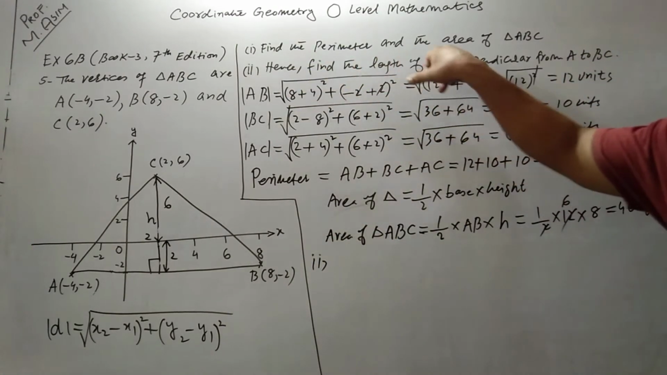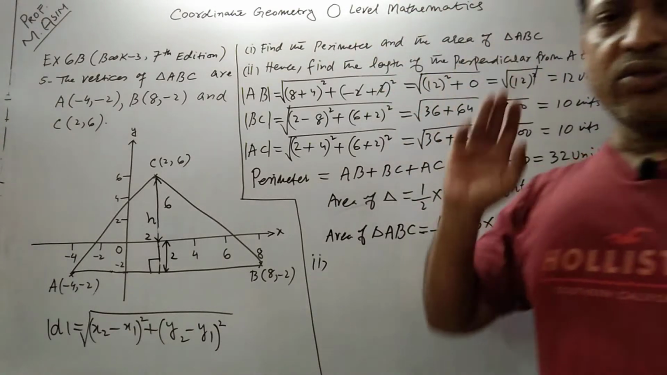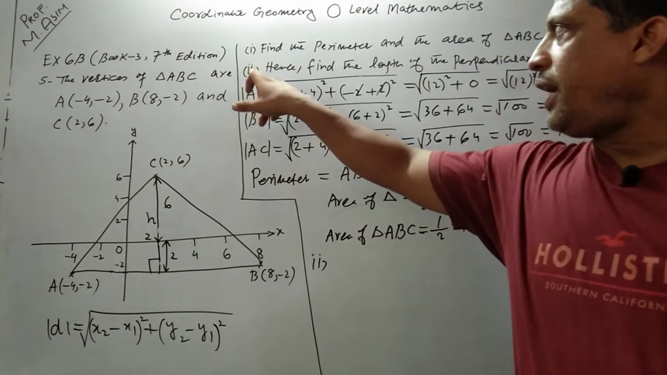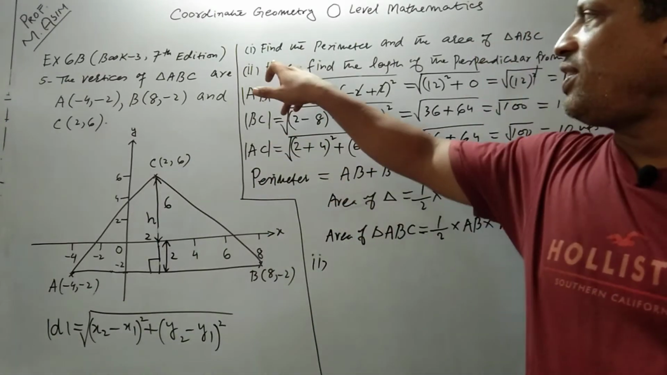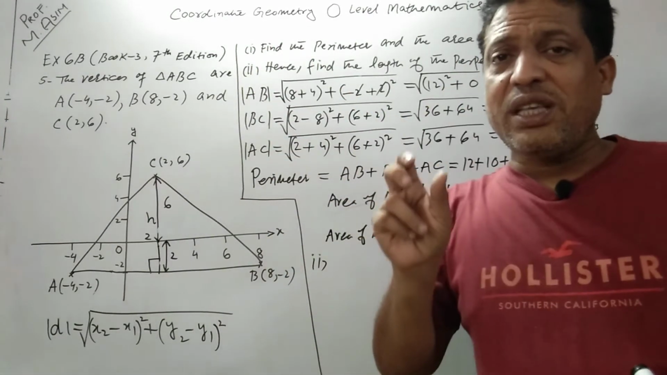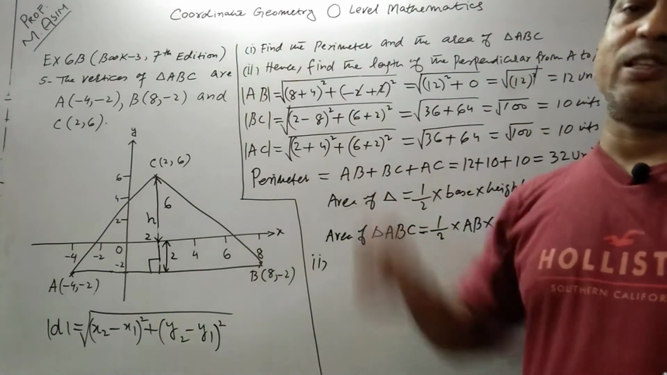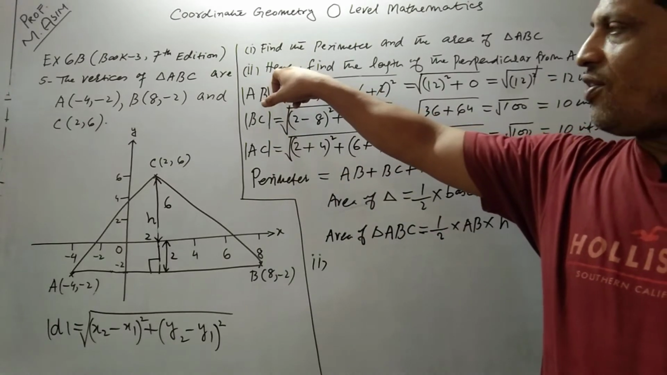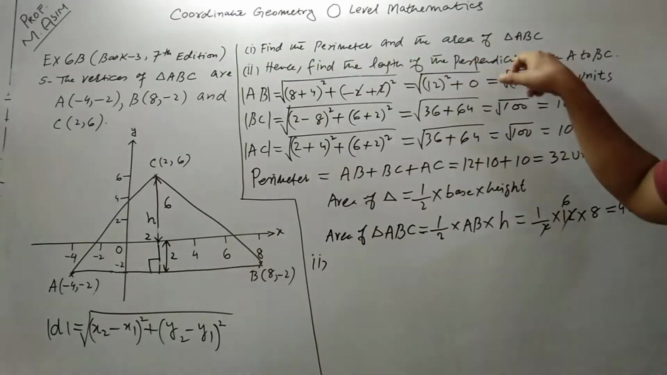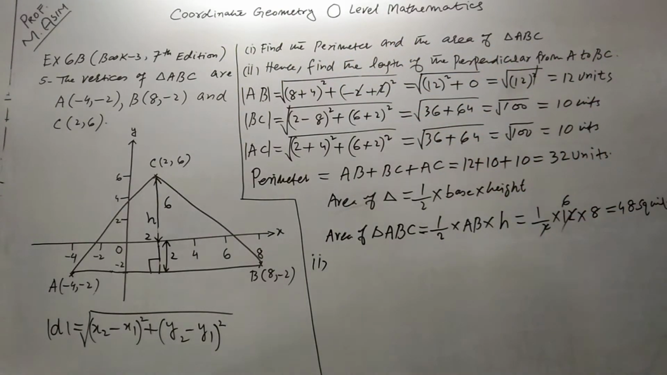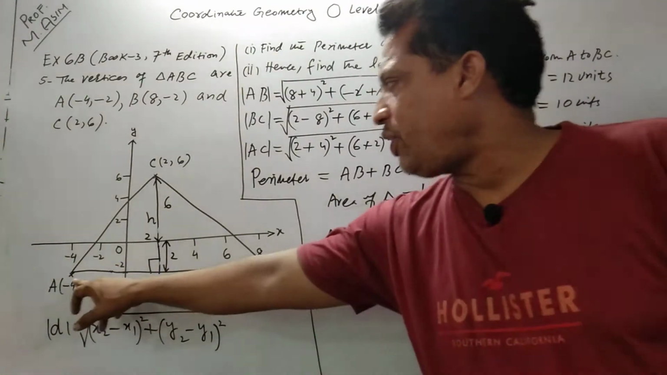Hence find the length of the perpendicular from A to BC. When you see the word hence in part 2 or in part 3 or in part 4 of the given question, it means you have to take the help for this part from the previous part. So hence means we have to take the help from part 1. We have to find the length of the perpendicular from point A to BC.